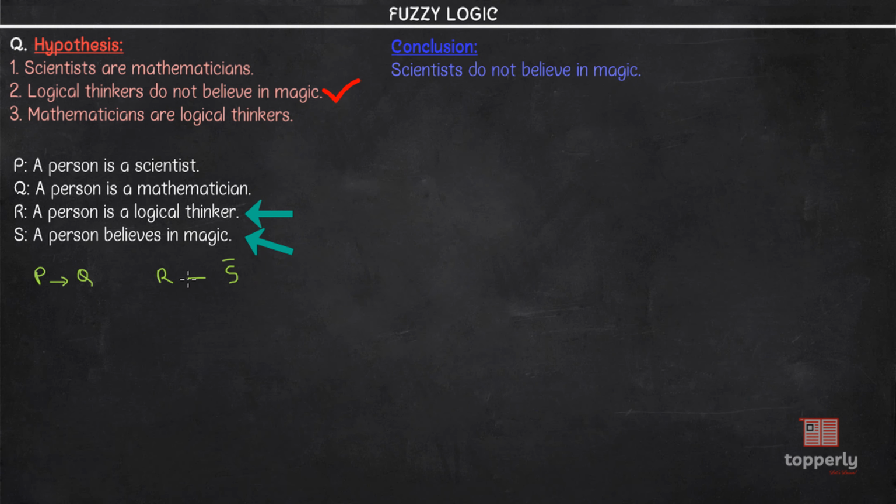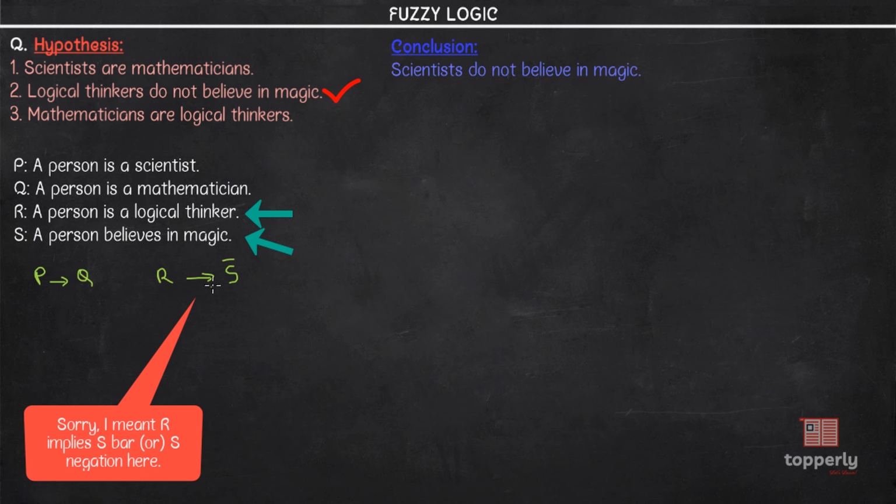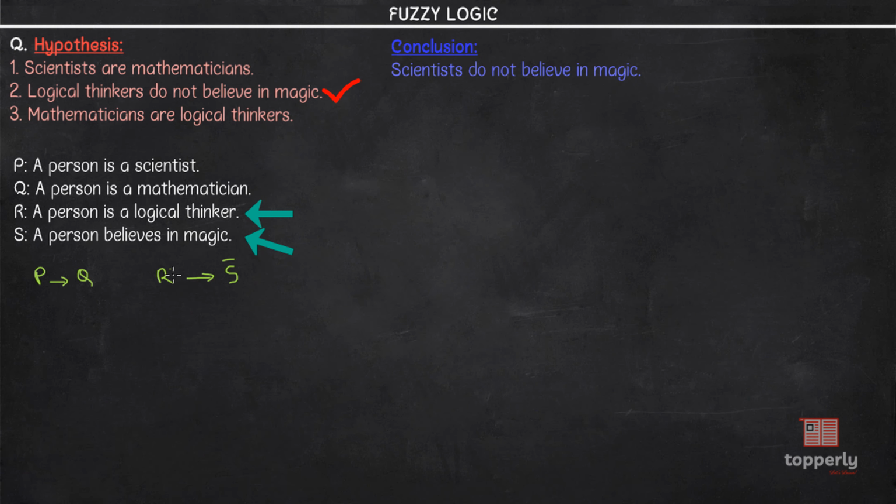So we can write it as R implies S, which is logical thinkers do not believe in magic. That is, logical thinkers are implied to not believe in magic. Therefore, R implies S bar, or S negation. The next statement we have is mathematicians are logical thinkers.